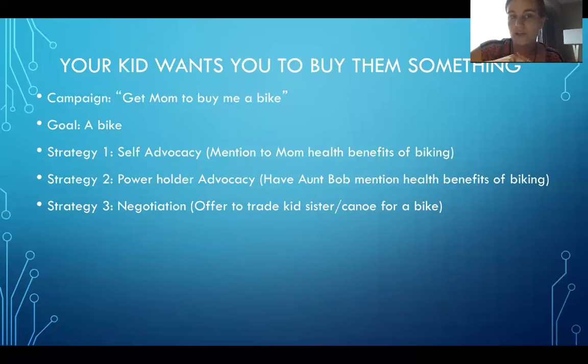Strategy 3, negotiation. Offer to trade the kid's sister or canoe for a bike. Obviously, any of us who have had children know that often we're willing to trade things that are inappropriate, like our kid sister, in order to get something we want. But in a real negotiation, it would be more like a canoe for a bike. So basically, you're saying, look, mom, I like having the canoe, but I would like having the bike better. So I'm willing to give up the canoe if you will give me the bike.